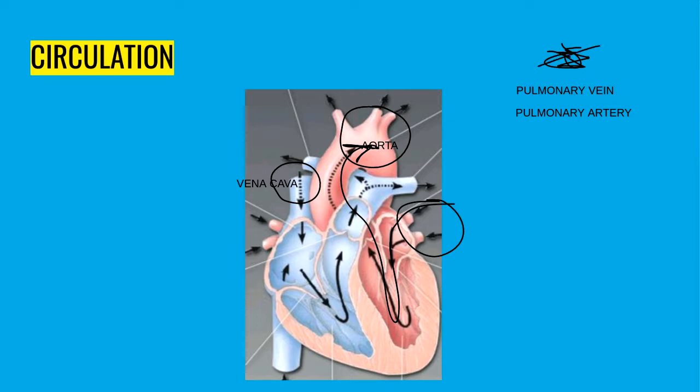So then let's label the rest of them. This one that's carrying deoxygenated blood away from the heart, which blood vessel is that going to be? That would be the pulmonary artery. How do you know it's pulmonary? If it's carrying deoxygenated blood out, then it's going to the lungs, because it wants to oxygenate that blood and then return it to the heart.